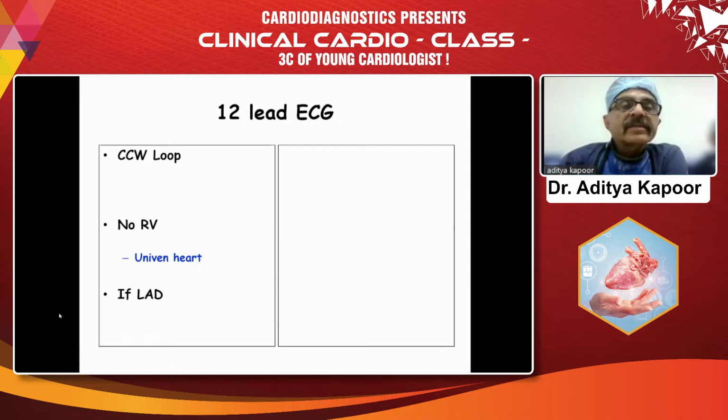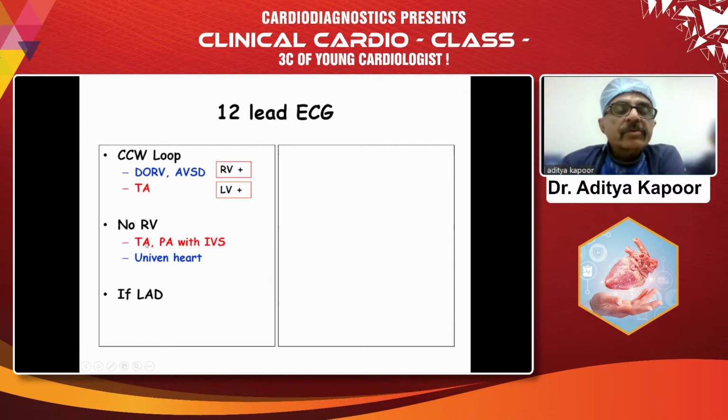So to summarize the ECG, first look at the loop, whether it is counterclockwise or not. In a counterclockwise loop, if there is RV dominance then it is DORV or AVSD; if LV dominance then tricuspid atresia. If you are having absent RV forces, it is usually suggestive of tricuspid atresia, pulmonary atresia with intact septum, or stereotype complexes in a univentricular heart. If tetralogy physiology has a left axis, it will be tricuspid atresia with LV forces. If tetralogy physiology has a left axis, it can also be AVSD, which will be RV dominant.